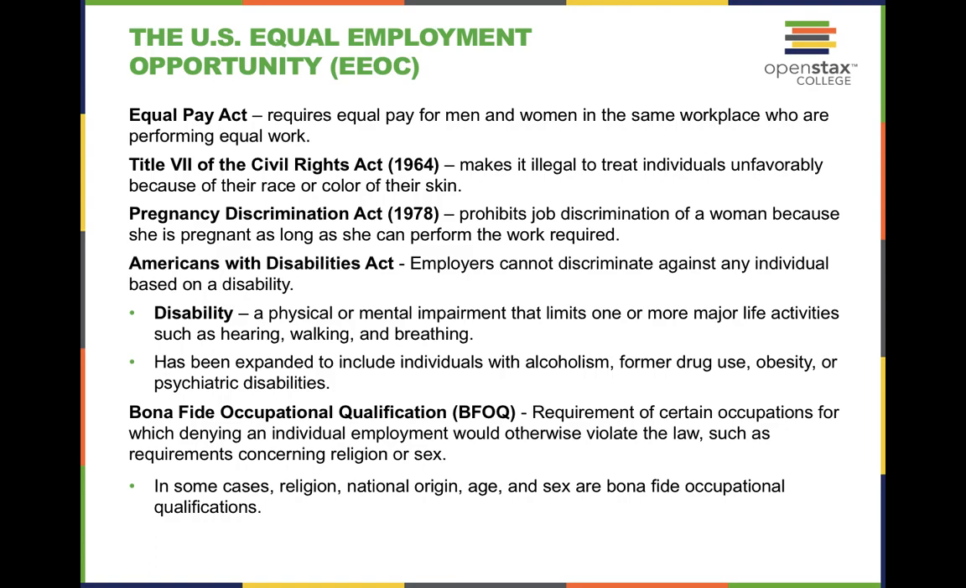In 1978, we've got the Pregnancy Discrimination Act. This prohibits job discrimination against a woman because she is pregnant as long as she can perform the work required. When it comes to the Americans with Disabilities Act, employers cannot discriminate against any individual based on a disability. A disability is a physical or mental impairment that limits one or more major life activities such as hearing, walking, and breathing. It has been expanded to include individuals with alcoholism, former drug use, obesity, or psychiatric disabilities. So this is something that is important to note for you as an employee and your rights.